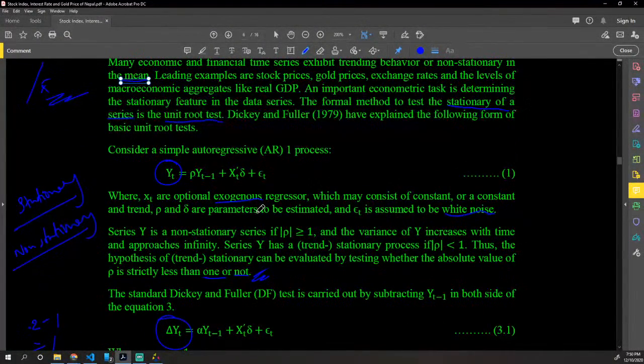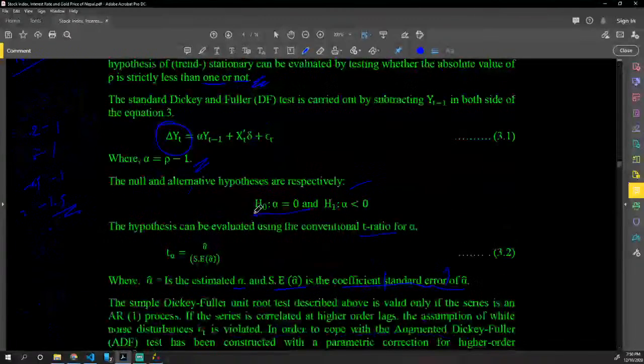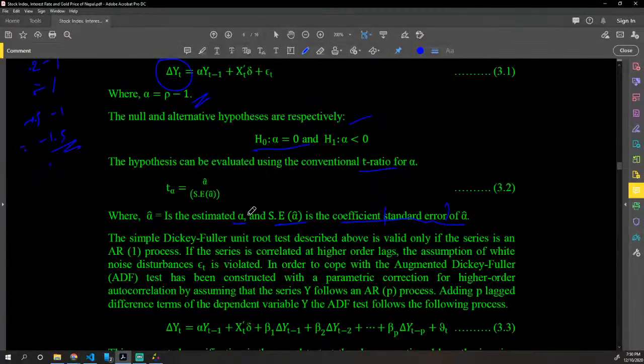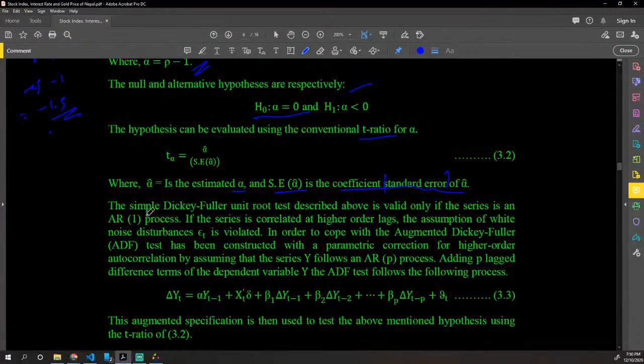If the series is a simple autoregressive, and if the series is correlated at higher order lags, the assumption of white noise disturbance e_t is violated. So if there are a lot of lags, this means the white noise disturbance assumption is violated.